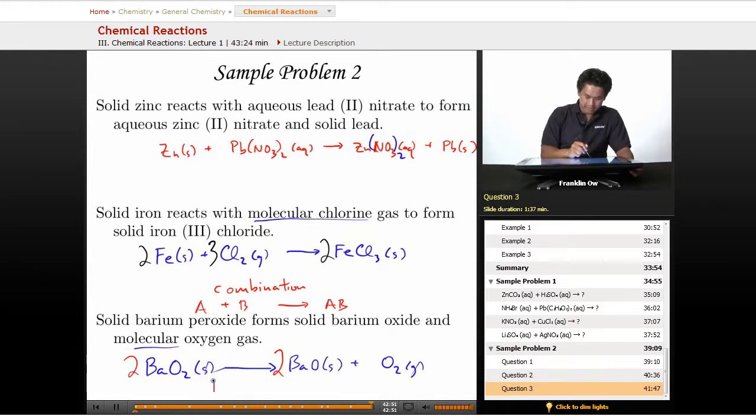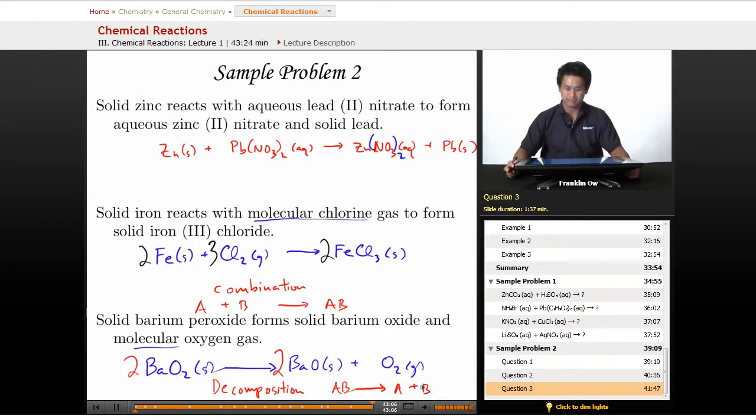And this is what we call a decomposition reaction, where we have one compound AB essentially dissociating into A and B. So one compound forming multiple products. Okay, so this is a nice cumulative exercise, everyone, where it really tests your knowledge of the nomenclature, and of course your ability to balance a chemical equation.